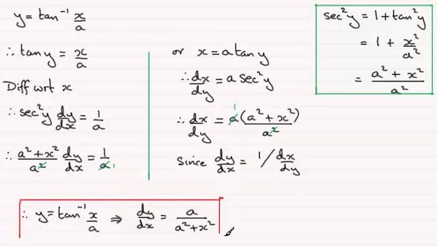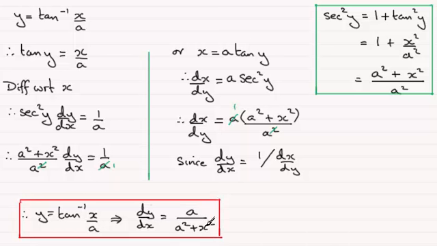So I'll just border that, and you'll generally find this result in your formula book. Okay, so do check that out. Sometimes you will find though that it's just written as y equals the inverse tan of x, where a equals 1. When y equals the inverse tan of x, dy by dx will be equal to 1, all divided by 1 plus x squared. So do check that out.